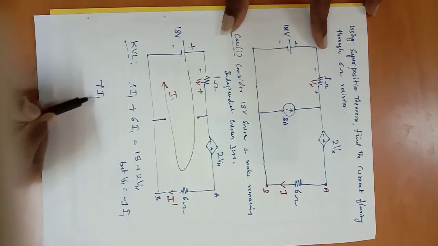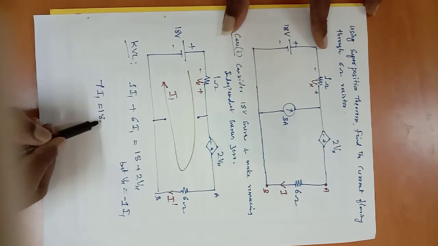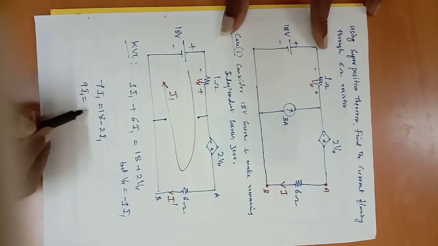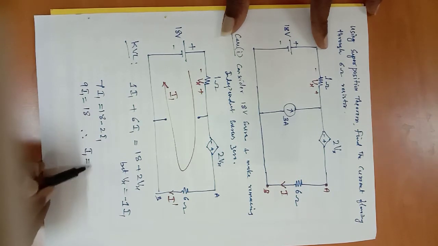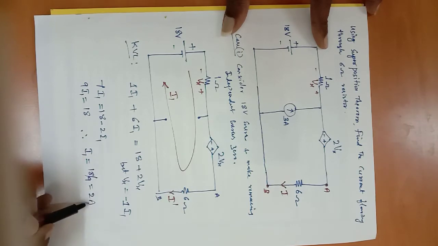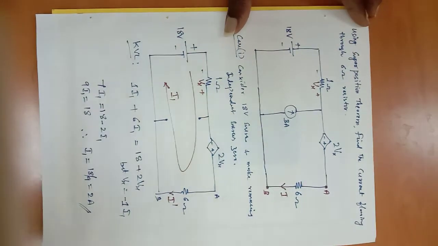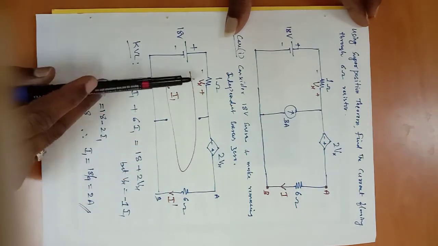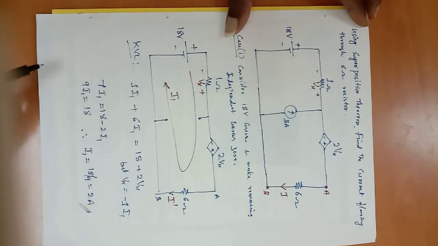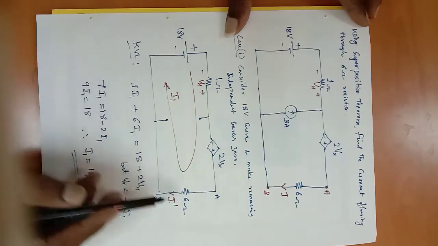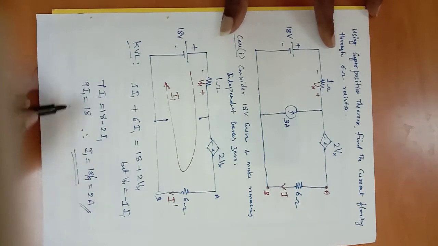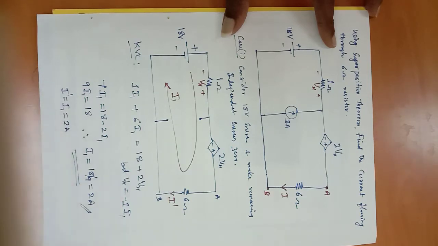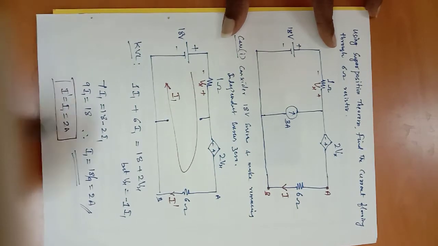That gives 7 I1 is equal to 18 minus 2 I1. If you substitute here, this becomes 9 I1 is equal to 18. Therefore, I1 is equal to 18 by 9, which gives 2 ampere. I hope you have followed this concept of writing the KVL, and also why I have taken Vx as minus 1 I1. I am interested in finding I dash. So I dash is equal to I1, that is equal to 2 ampere. This is for case 1, the current flowing through the 6 ohm resistor.